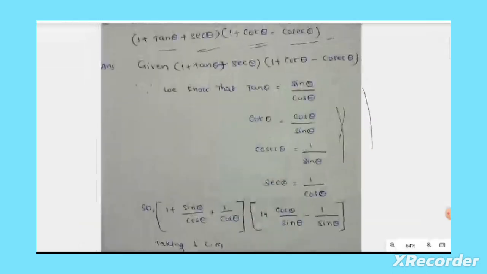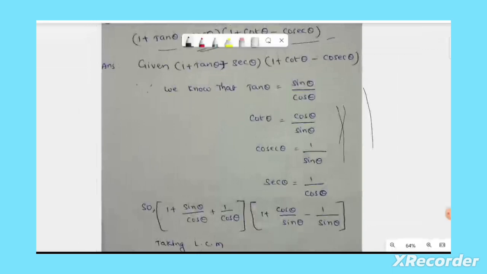So what happens here? The given question is 1 plus tan theta, right? So in place of tan theta, I have written sin theta by cos theta, secant theta as 1 by cos theta. The same way, cot theta I have written as cos theta by sin theta, and cosecant theta I have written as 1 by sin theta.